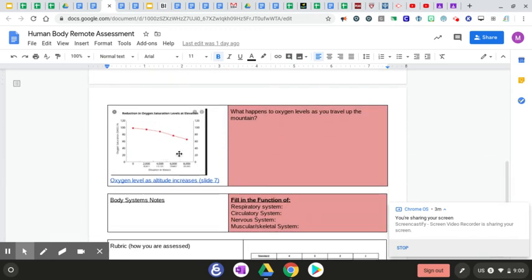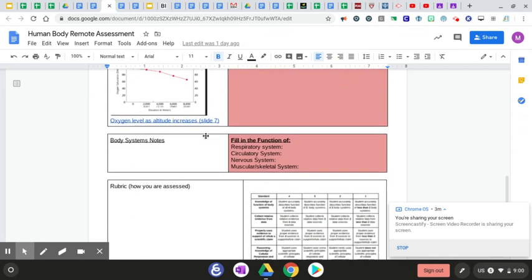Here's a chart that shows oxygen saturation as you're going up in elevation. So you can see what happens to oxygen as you go up. And then answer that here. What happens to oxygen levels as you travel up the mountain? Body system notes. This is just, can you quickly tell me in one sentence each what the function of the respiratory system, the circulatory system, the nervous system, and musculoskeletal system is? Give me just the basic function of those four systems.